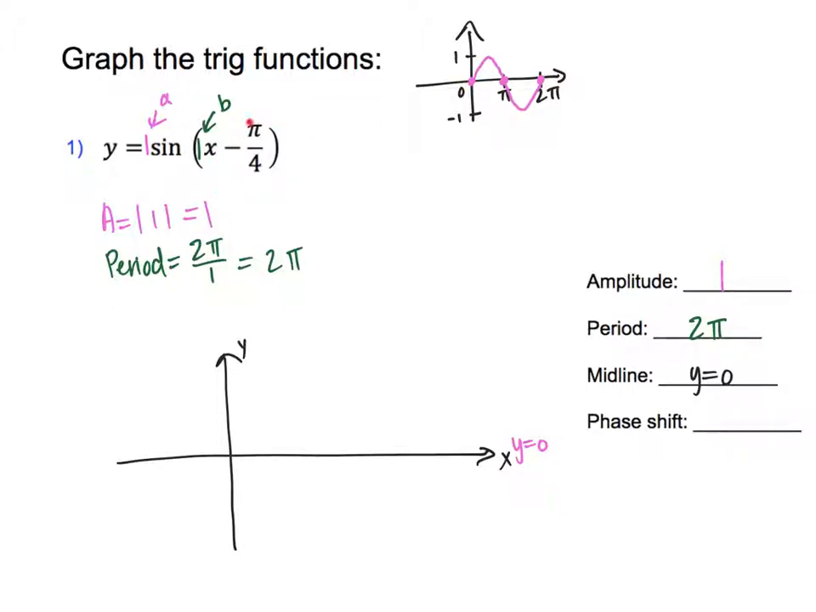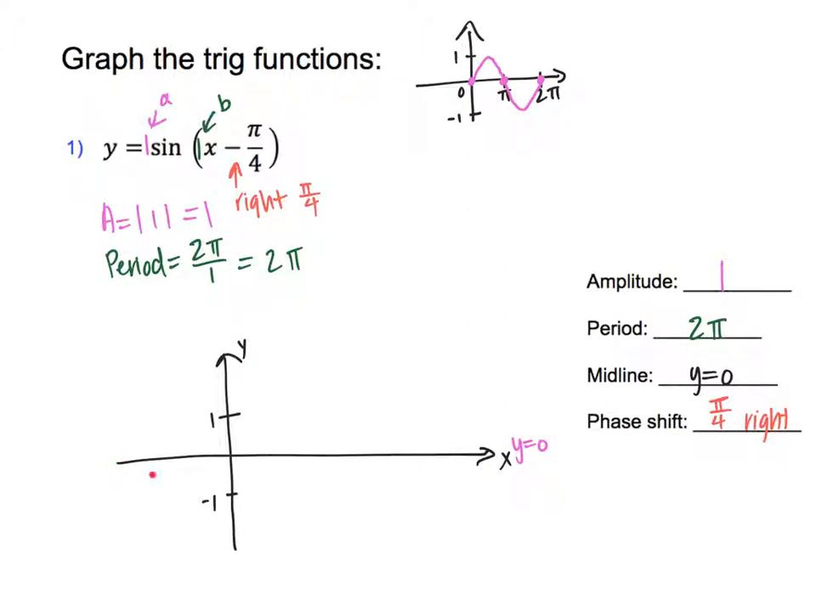And notice how this phase shift here, there is a phase shift. It's minus pi over 4. So that tells me that the minus sign means it's going right. Pi over 4. So I'm going to go pi over 4 to the right. So first, since we know that the midline is at 0 and my amplitude here is 1, that means the maximum here is going to be at +1 and the lowest is going to be at -1. So amplitude helps us scale our y-axis.